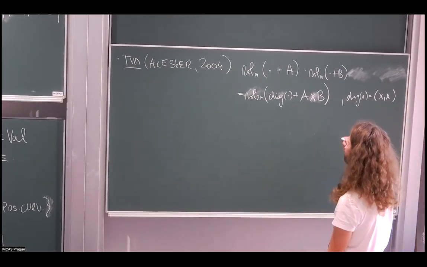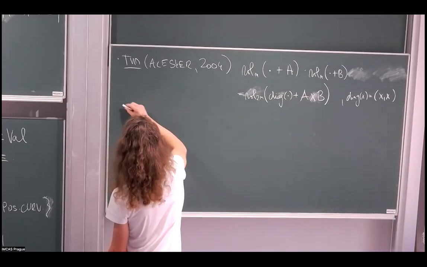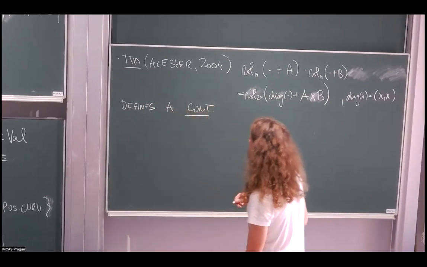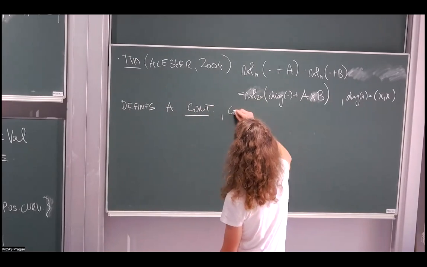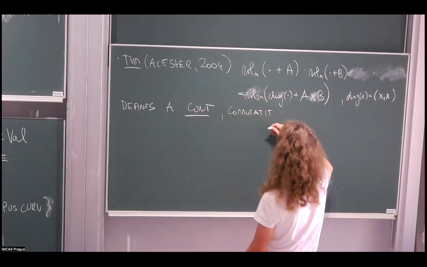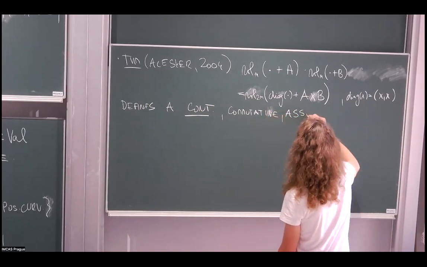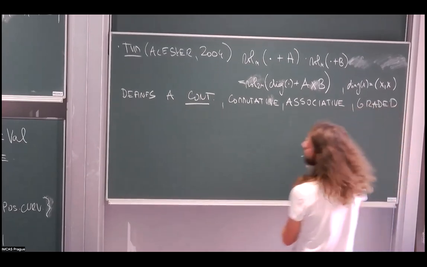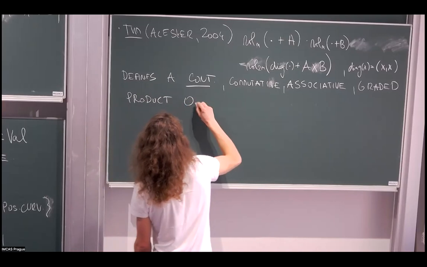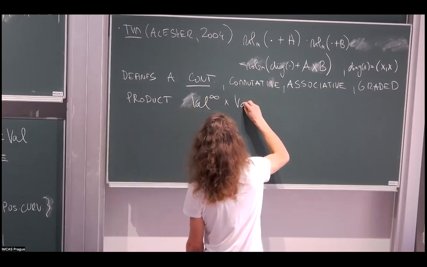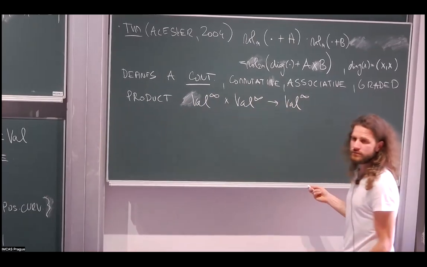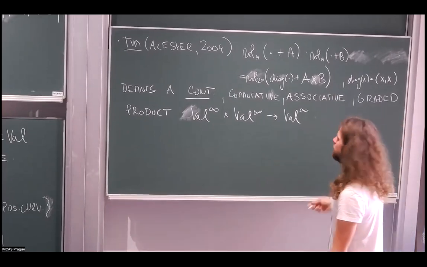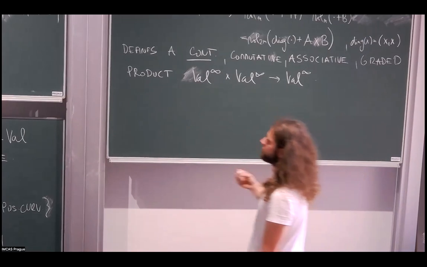Okay, so probably very intuitive, but Oscar showed that this defines, first of all, a continuous product, which is commutative, obviously. It's also associative. And it respects the grading, so it's a graded product: Val infinity times Val infinity to Val infinity. Okay, so we have such an algebra. So this is the geometric definition of the product.